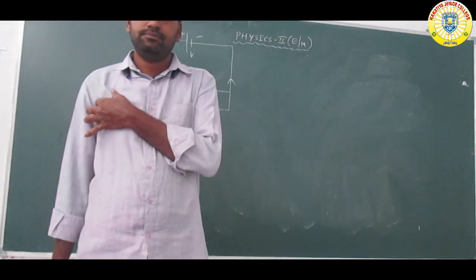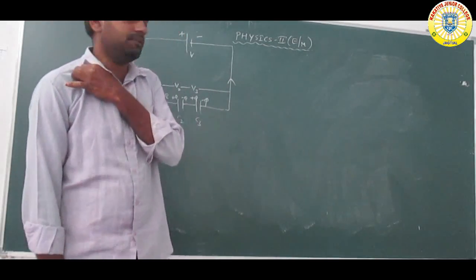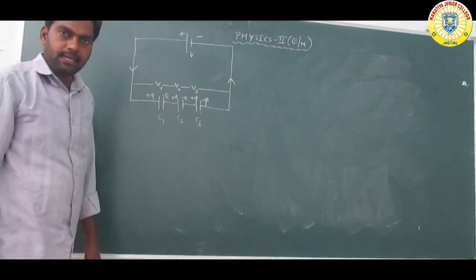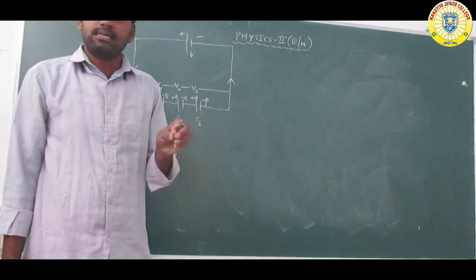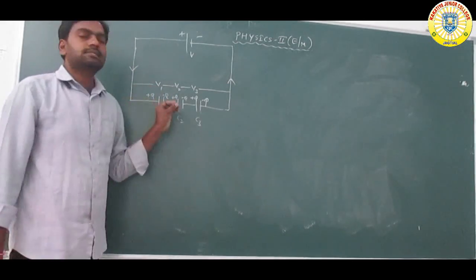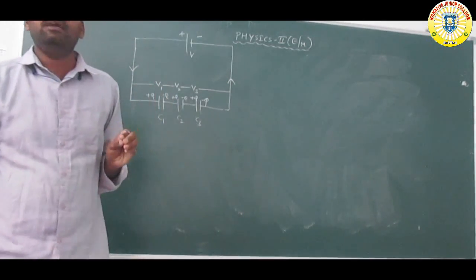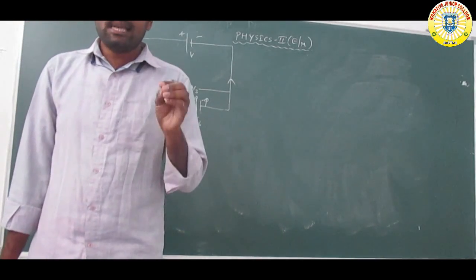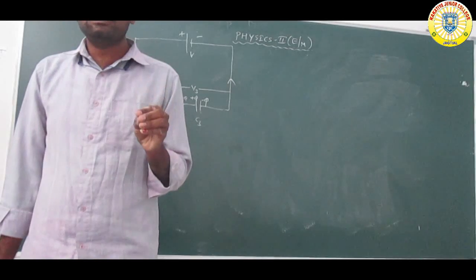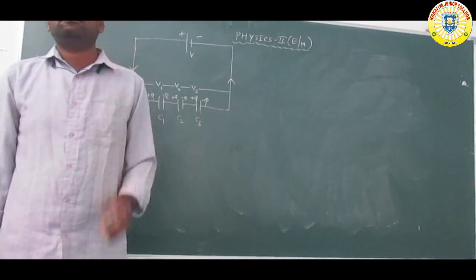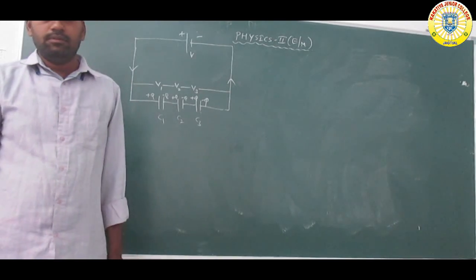In series combination, the charge is drawn from the battery in a single direction. That means the charge that appears on each capacitor is equal, the same on all capacitors. Okay, got it?